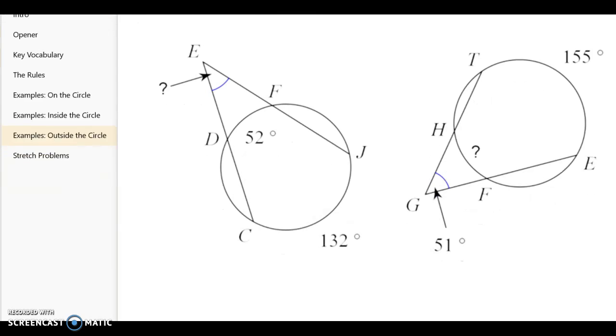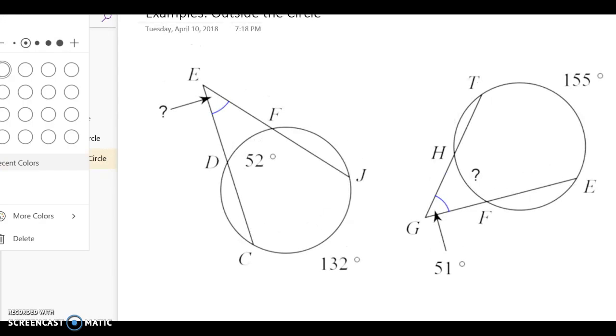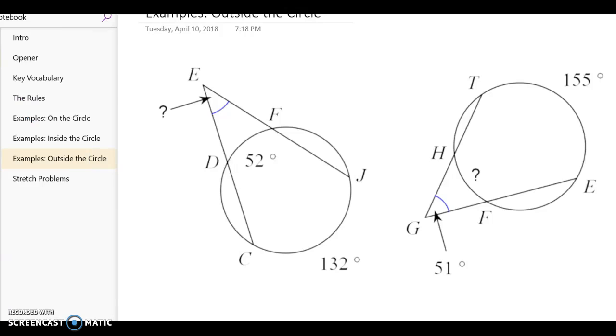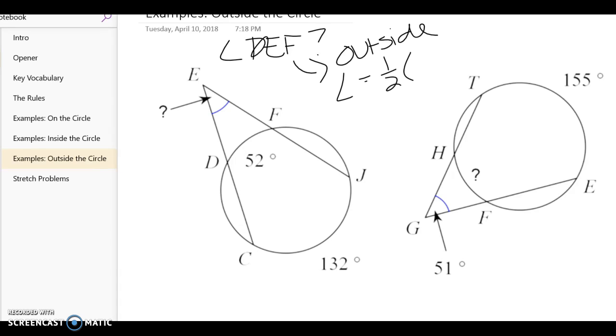Okay, so first thing that we should always identify is, what does it want me to find? Well, in this case, the question mark's pointing to this angle. It wants me to find angle DEF. What is angle DEF? Well, where is it? That's the next thing. DEF is on the outside. So if it's on the outside, that means the angle is equal to half the difference. That's what you just have to remember. If it's on the outside, I have to subtract these numbers, these arcs.